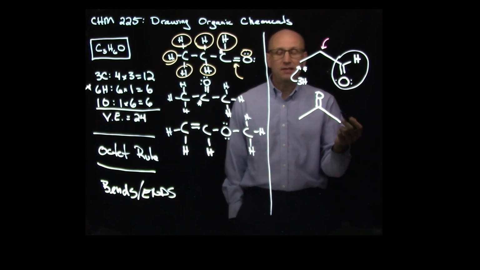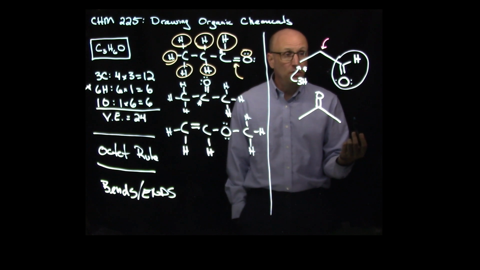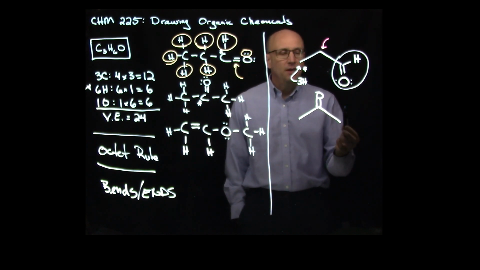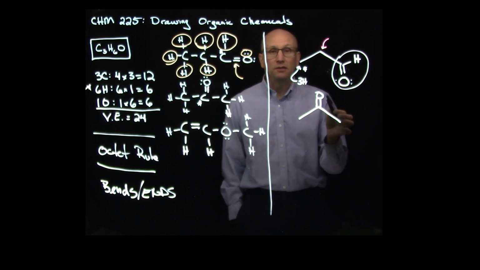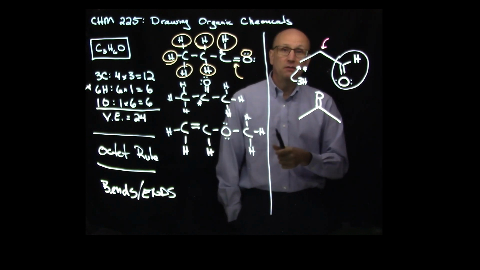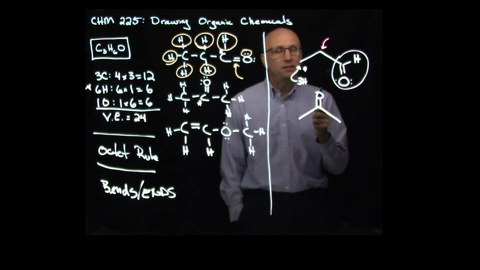This molecule's name is acetone. Propanone is an IUPAC name. That's all we're going to draw. We do know that there's 2 lone pairs on that oxygen. We're not going to have to draw them. It's important to know they're there.